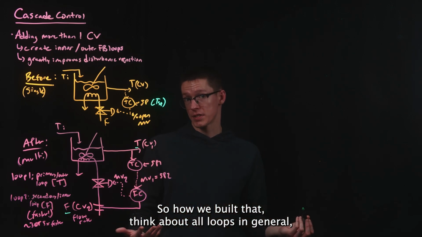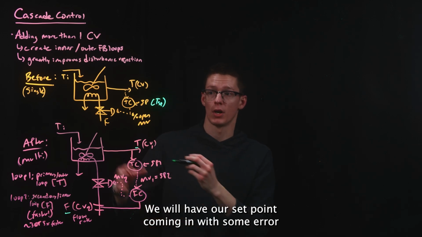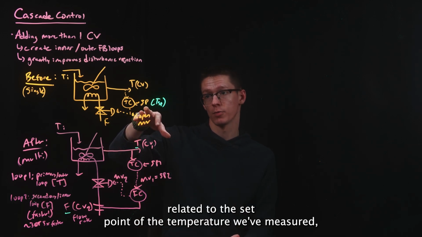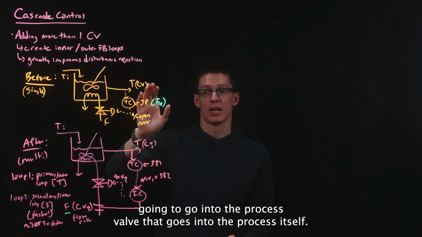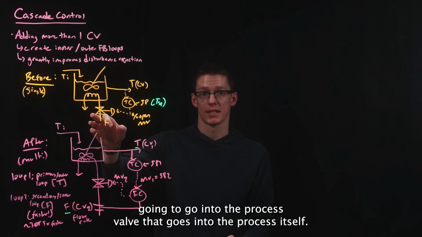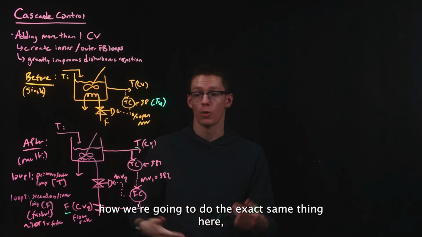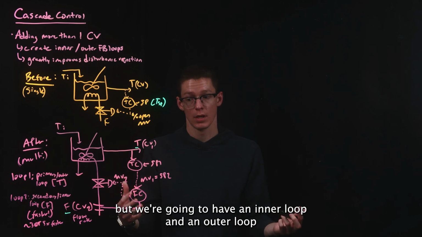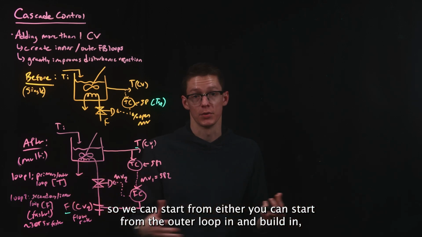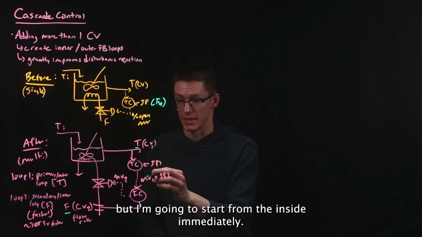Think about all loops in general. We are going to build it normally from this. We would have our set point coming in with some error related to the set point and the temperature we've measured. And then that's going to go into the process valve that goes into the process itself that then allows for disturbances to come in to give us our temperature out. We're going to do the exact same thing here, but we're going to have an inner loop and an outer loop. So we can start from either. You can start from the outer loop and then build in, but I'm going to start from the inside immediately.